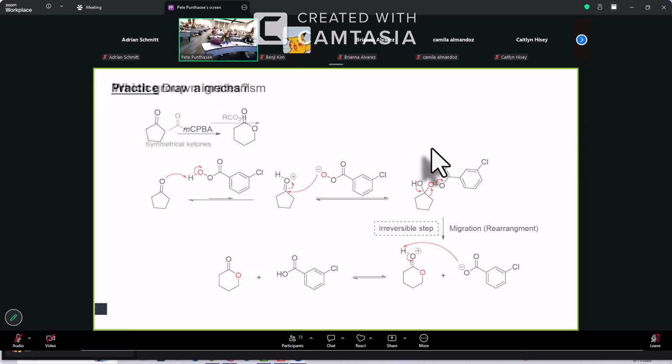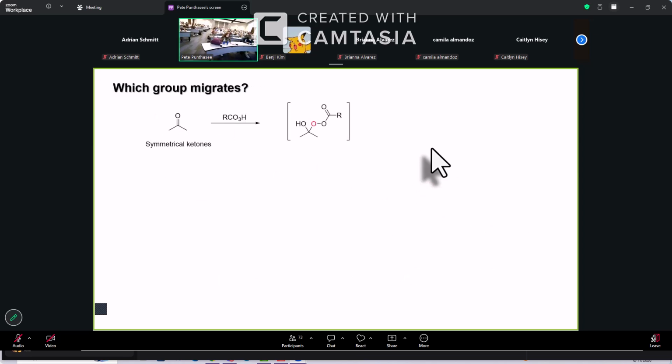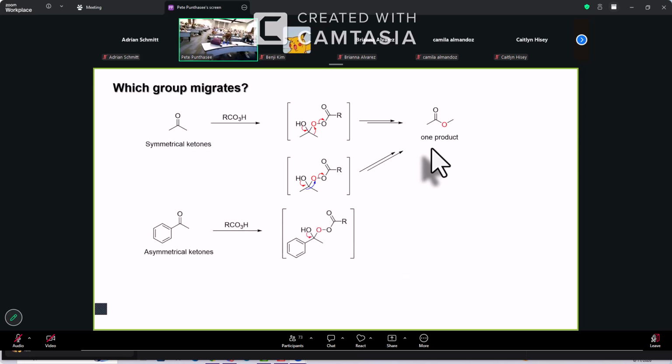If you start with a symmetrical ketone, take a look. This one doesn't matter. If the right carbon migrates, you get this compound. If the left carbon migrates, you get the same compound. Nothing interesting. But when the ketone or aldehyde is not symmetrical, if the carbon migrates, you're going to get this. If the phenyl migrates, you're going to get that. Different product now. We're going to look into who migrates. It's all about kinetics, who is faster, basically.